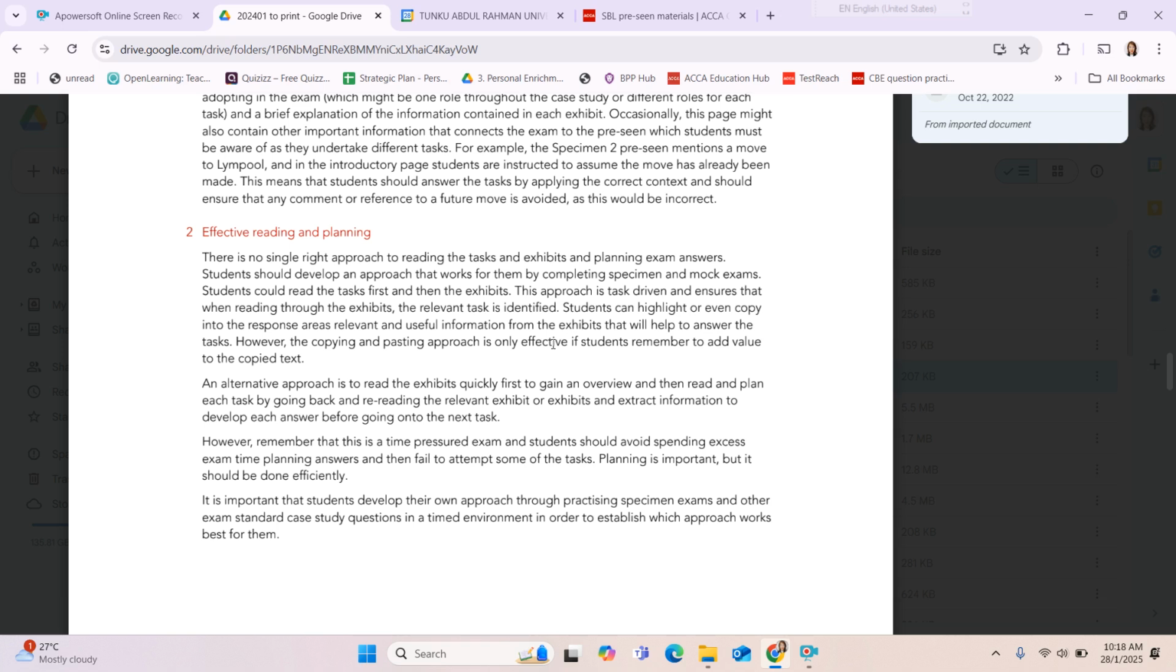Now, of course, the tuition provider will suggest to you the best way that they think, or after their own practice, what is the best way. But you still need to find out your own way, because the best way for your tuition provider does not mean it is the best way for you. So you got to find out what is the most comfortable approach that you can get. You are able to do it, and you also need to find out how much time you should spend on each part. For example, how much time you should spend on reading the task, how much time on reading the exhibit, how much time on answer planning. You have to find out all this approach by yourself, all this your own momentum, right?